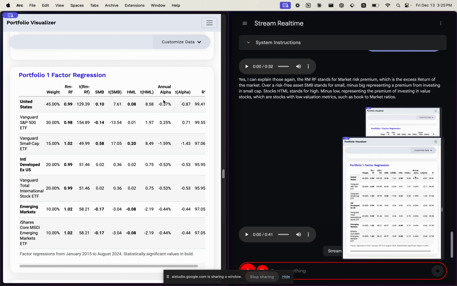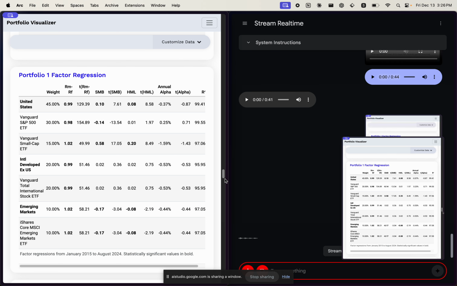Okay. And then one column we didn't talk about. What are these T columns? What do those mean? The values in the columns with T, RM minus RF, T SMB, T HML, and T alpha are T statistics. These are measures of statistical significance indicating whether the regression coefficients in the previous columns, RM minus RF, SMB, HML, and annual alpha, are statistically different from 0. A larger T statistic suggests stronger evidence that the factor, or alpha, is significant in explaining the portfolio's returns.